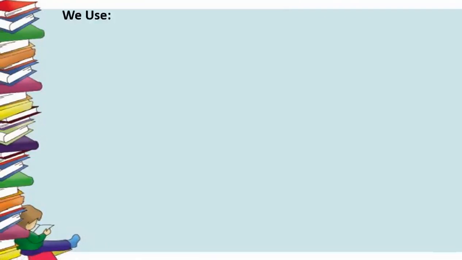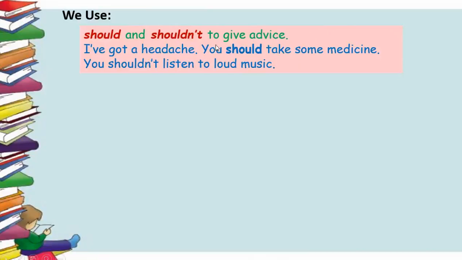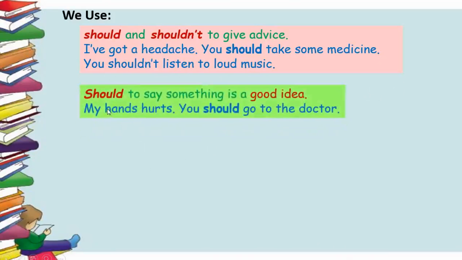We use should and shouldn't to give advice. Look at this example. I've got a headache, and the advice: you should take some medicine, or you shouldn't listen to loud music. Okay? Next, we use should to say something is a good idea. For example, my hands hurt. And the idea is you should go to the doctor. It's a good idea. Okay?